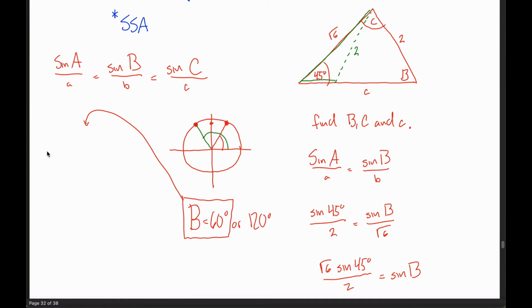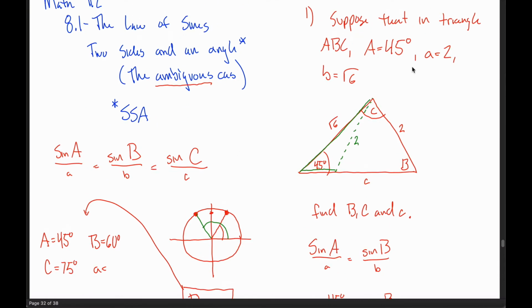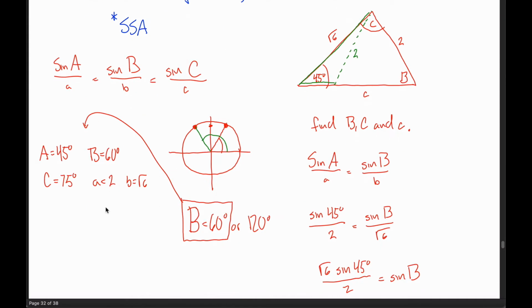If B equals 60 degrees, I have that A is 45 degrees. Now I know that B is 60 degrees. I know that the sum of my three angles has to be 180 degrees. So if I'm using up 105 here, I have 75 left over for C. Little a and little b were given to me in the problem. Those are equal to 2 and root 6 respectively. So all that's left to figure out is what little c is equal to.